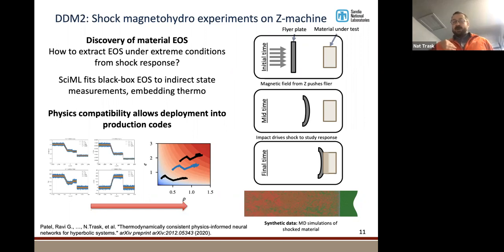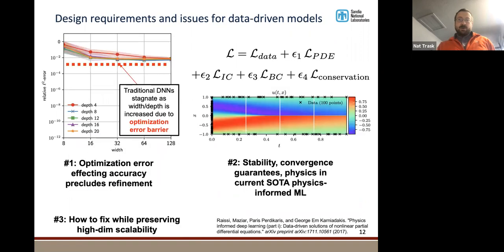It has to be compatible. It has to be thermodynamically compatible and so on. There's a reference down here to a paper on that work. Like I mentioned, accuracy and stability are a big challenge for these kinds of models.